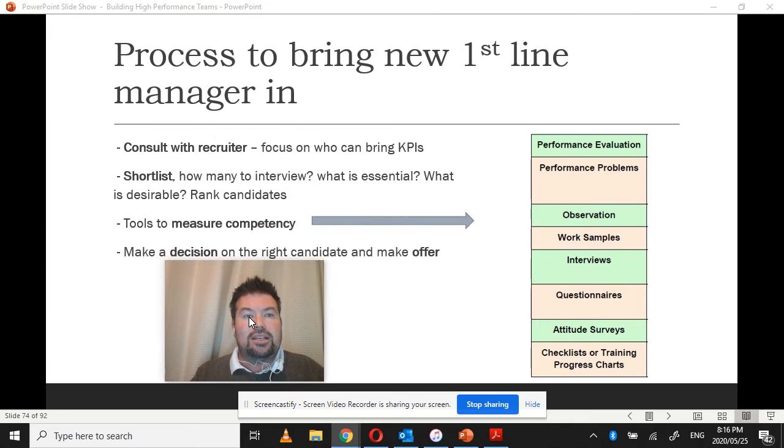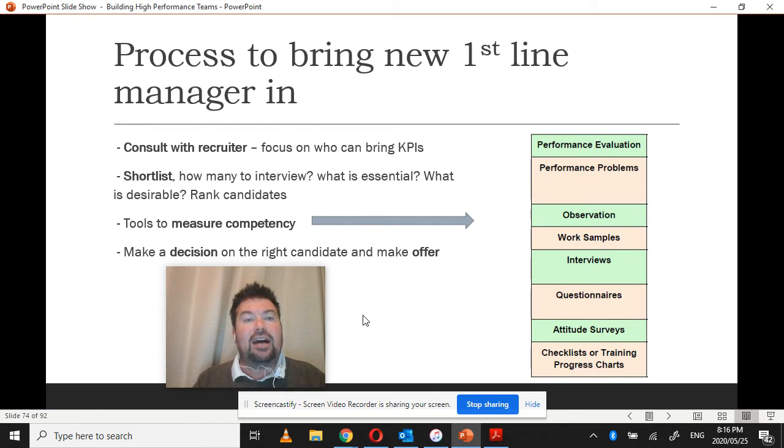Okay, so let's take a look at how to bring a first line manager into your organization. The first thing that you need to do is you consult with the person who is recruiting, the person that is bringing someone in. Either it's internally, from your team moving up into a first line manager, or from the outside. And so you need to say, look, these are the KPIs. This is what I expect from the person. So build your spec around that KPI. And so your recruiter then will start to be led by you in terms of who to bring in.